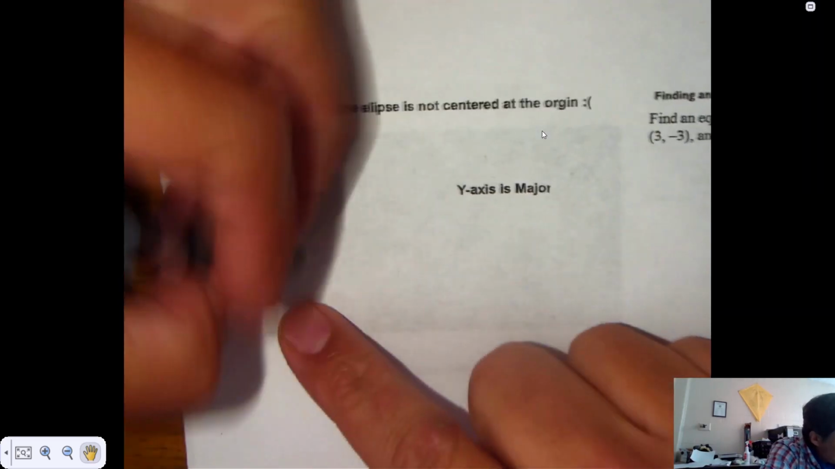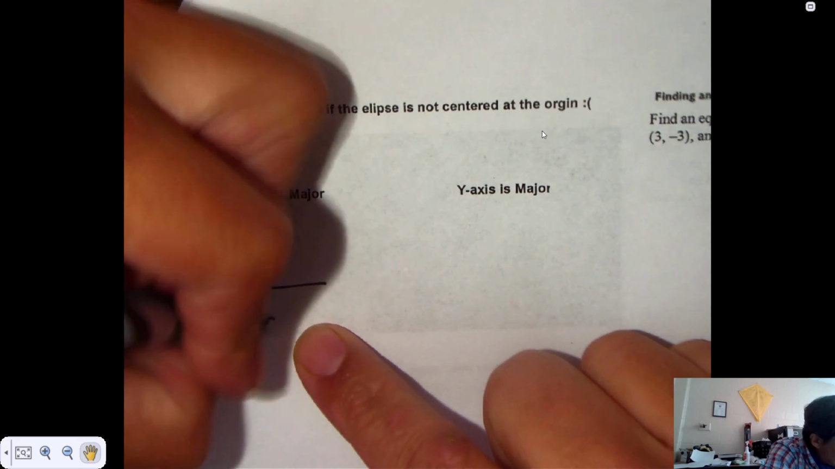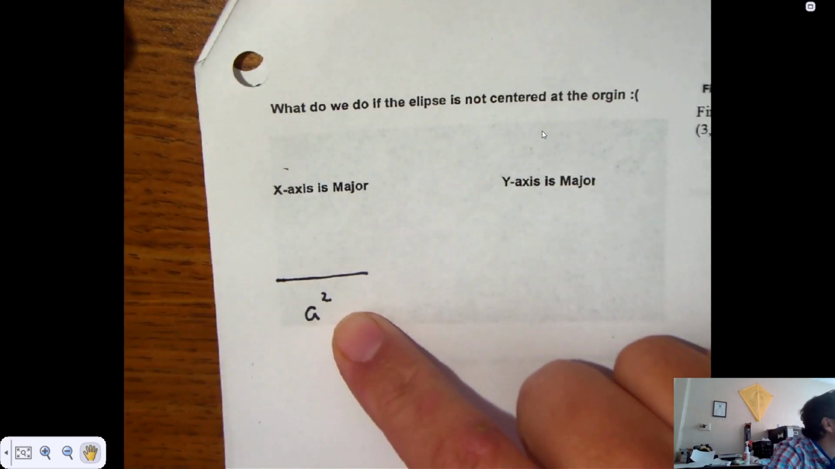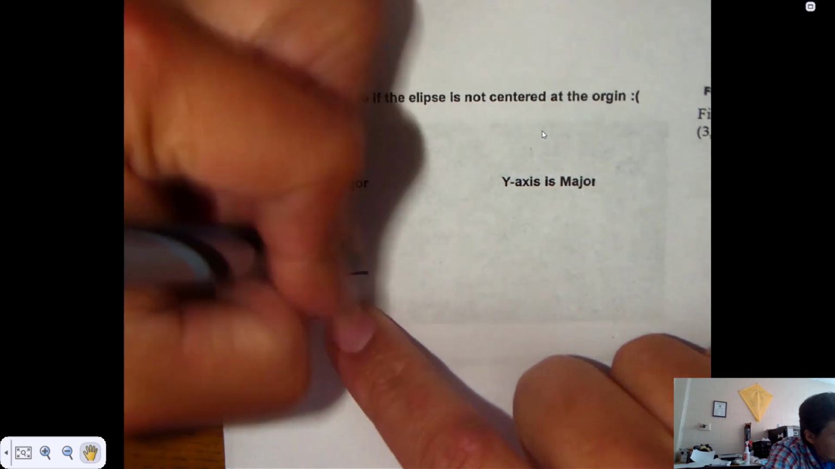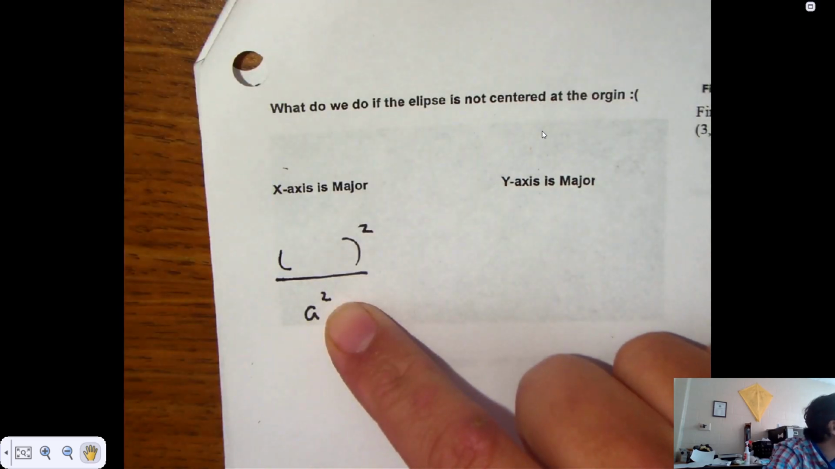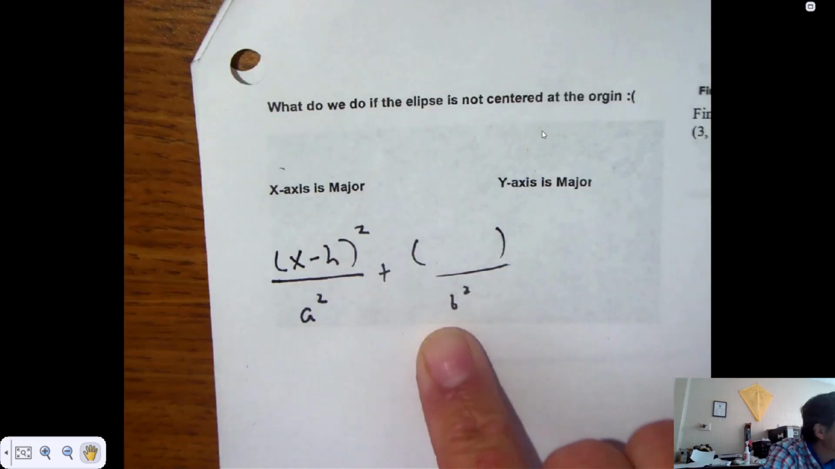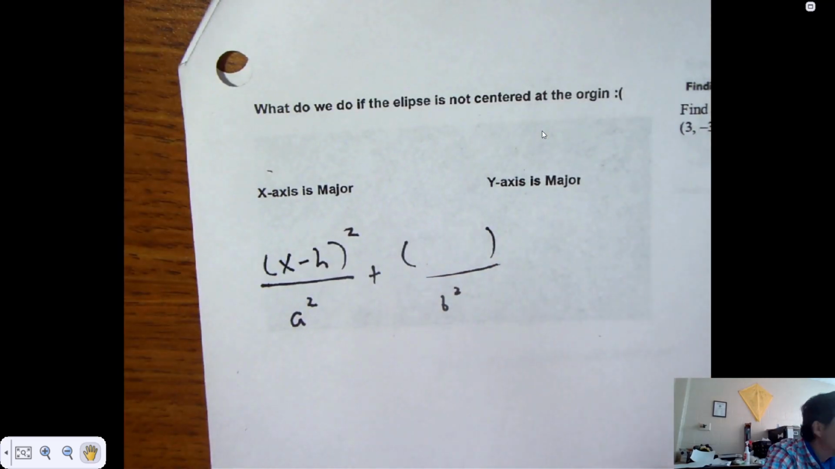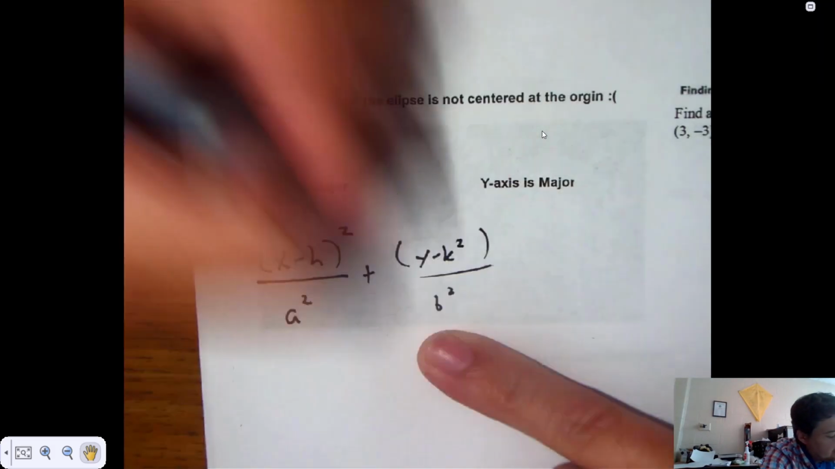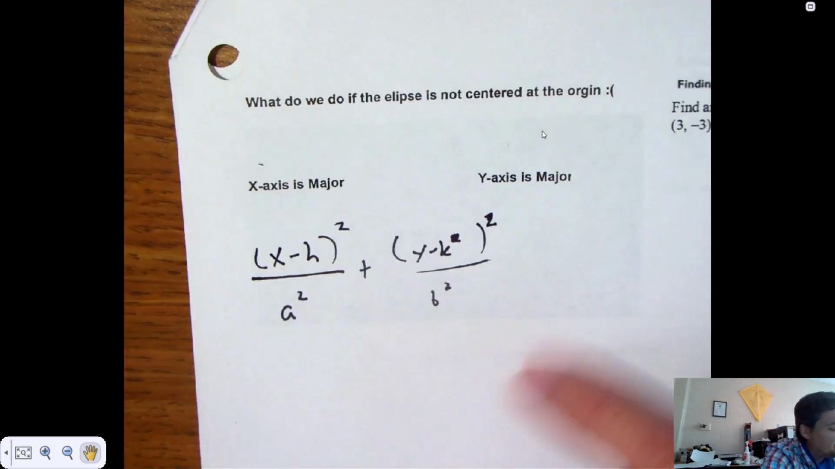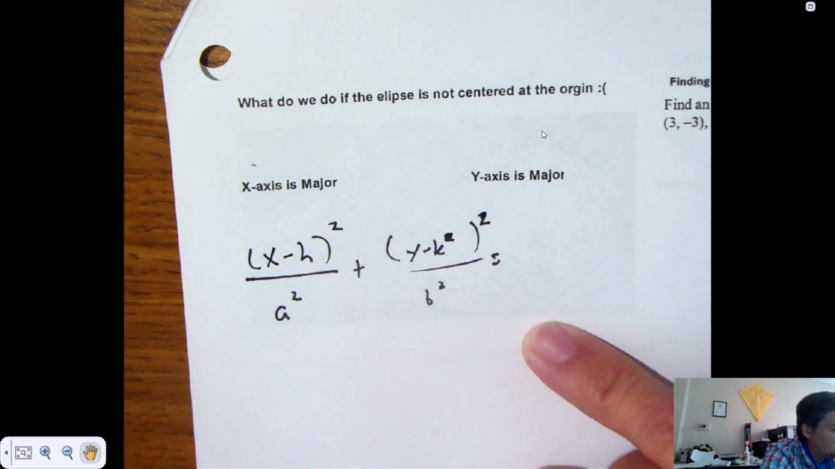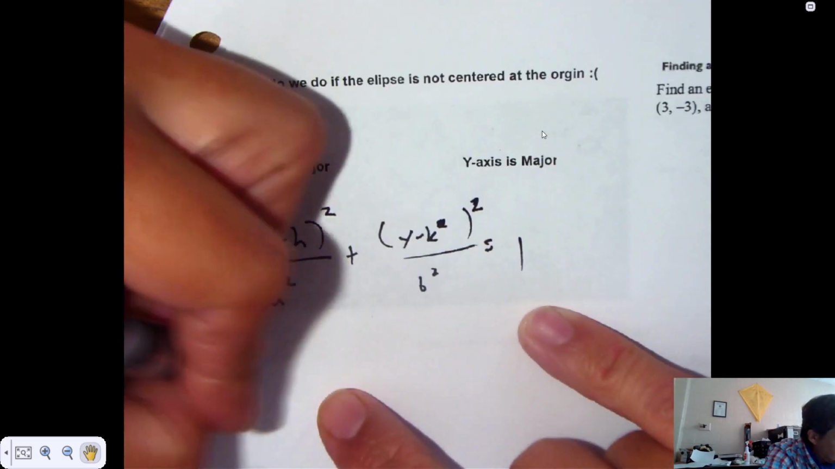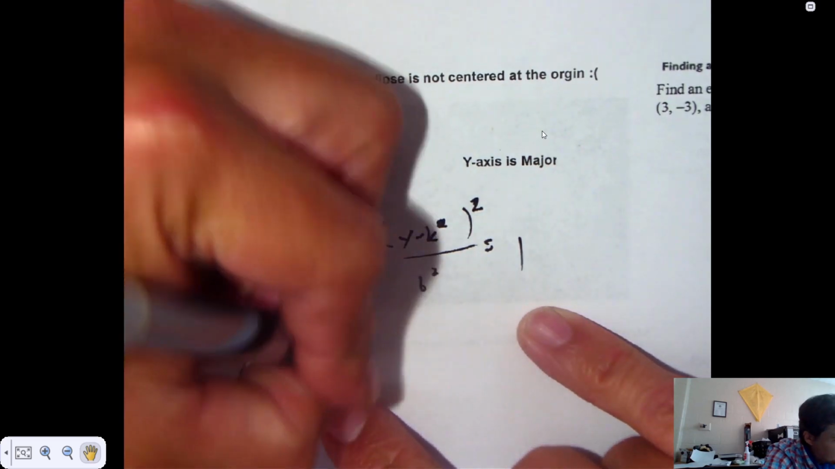Now, when the x-axis is major, x was sitting over a squared, wasn't it? Well, we're still going to have something squared up above it. What's it going to be? X minus h, squared. Y was sitting over b squared, but up here we have y minus k squared. What's it still equal? 1. You do the y-axis major one, and I'll slow down for y'all.